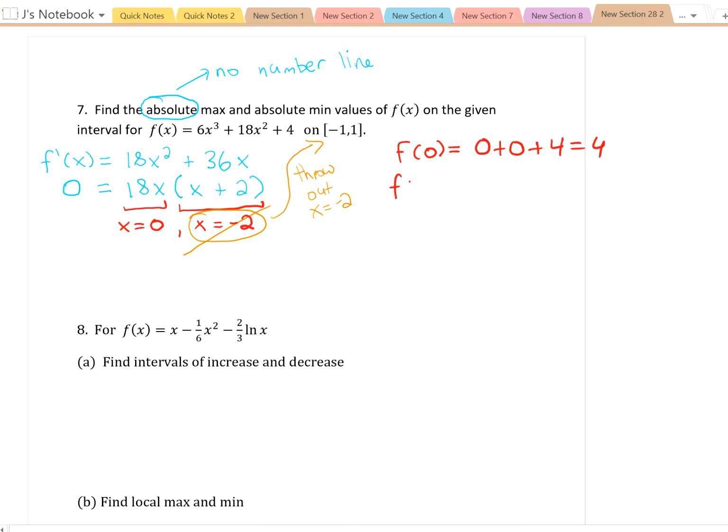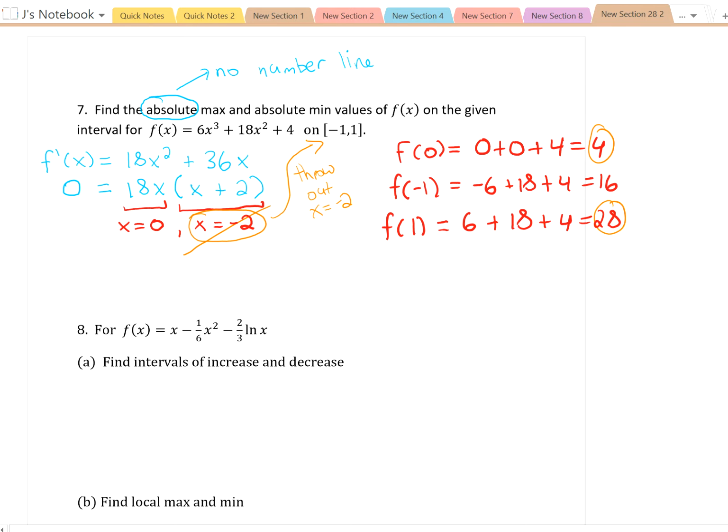Now we're going to plug in negative 1 into the function. We'll get 6 times negative 1 cubed, which is negative 6, plus 18 times negative 1 squared, which is 18, and plus 4. That'll give us 16. And finally, f of positive 1. That'll be 6 times 1, which is 6, plus 18 times 1, which is 18, plus 4, and that will be 28. Now we rank the y values.